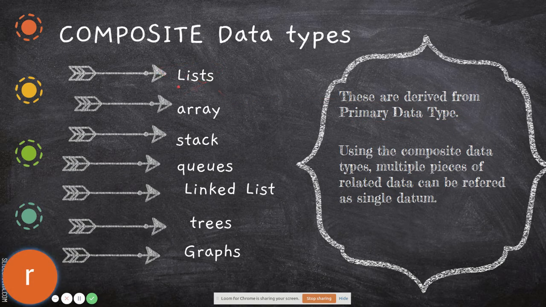List is also similar. You can build a list using a pointer, which we have seen previously as a primary data type, or you can form it using the array. Then stack, queues, linked list, trees, graphs, all these data structures we are going to see in the coming videos. But these are all also composite data types, which are built from the primary data type.